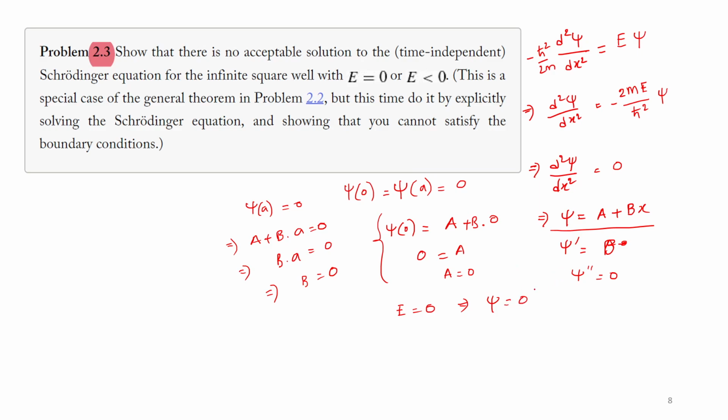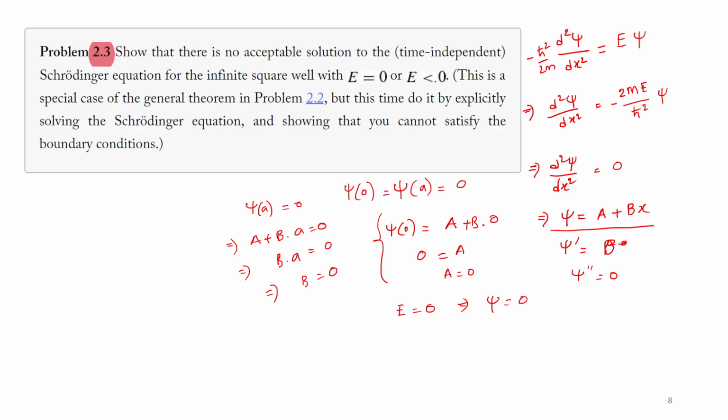This is the trivial solution, which is not possible, because that will not follow the boundary conditions. We don't have a system then. We would be saying the probability of finding the particle is 0. So that is one thing, right? We have proved the first thing, that E can't be 0 mathematically, using the boundary condition.